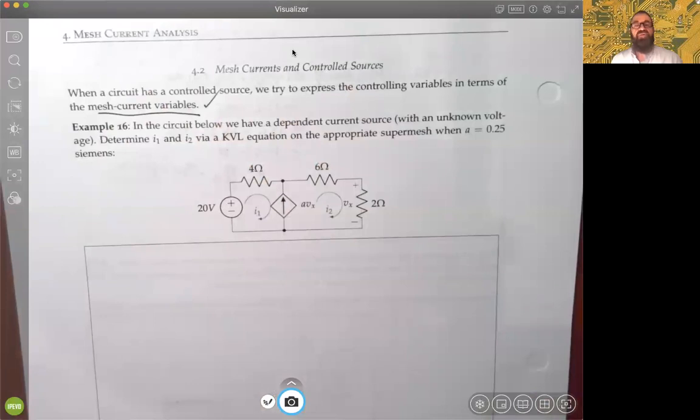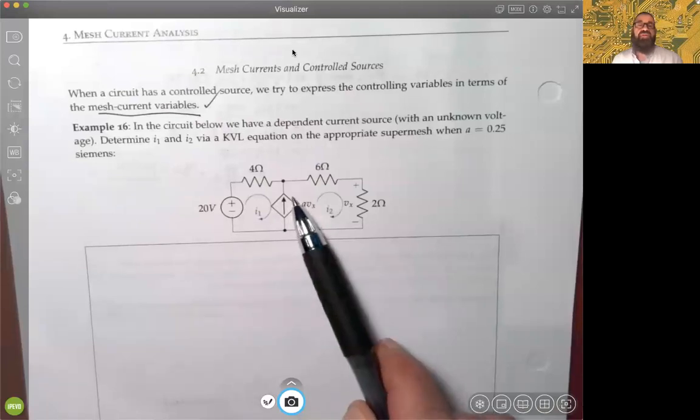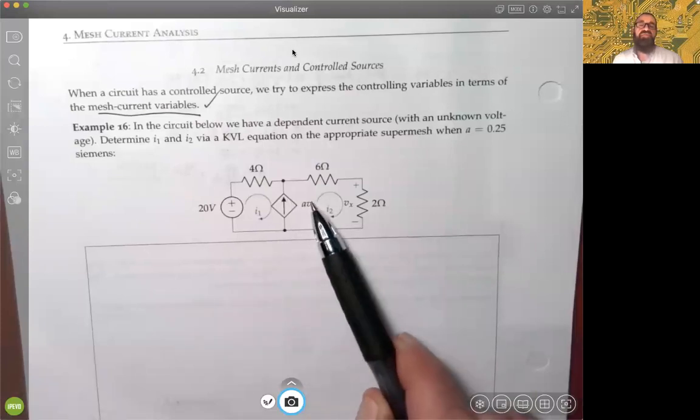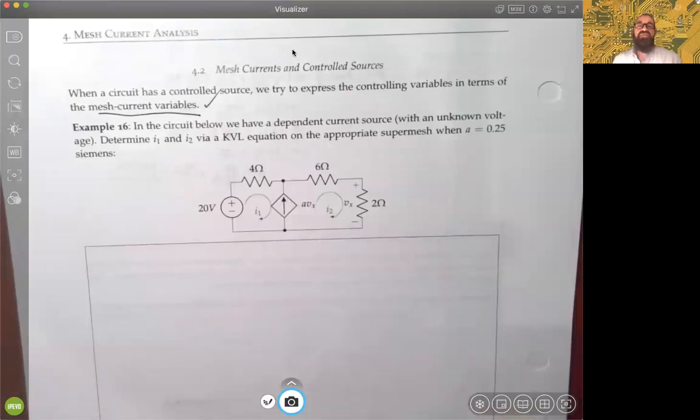And our goal is to figure out what the 2 mesh currents are so that we could use them to determine all the voltages that we need everywhere. And we're going to assume that the gain parameter here is a quarter Siemens, okay? It has to be Siemens because you're using volts to produce current. So you're going to have to divide out that volt factor, and it's going to have to be amps per volt. So, okay, let's do this.